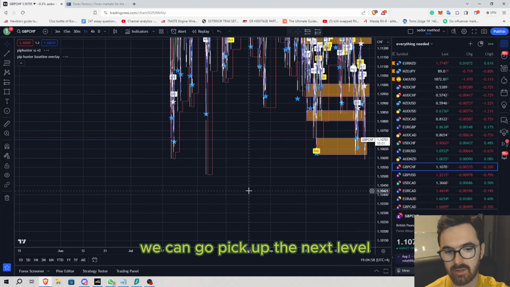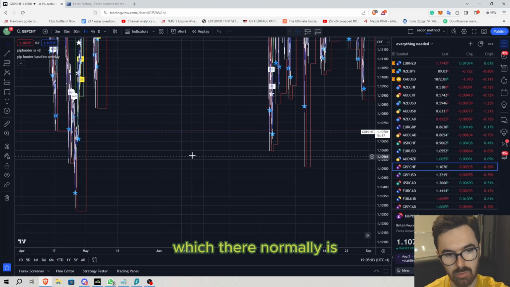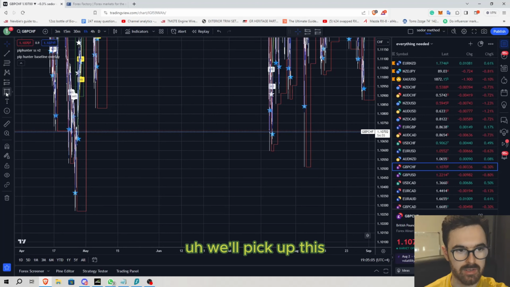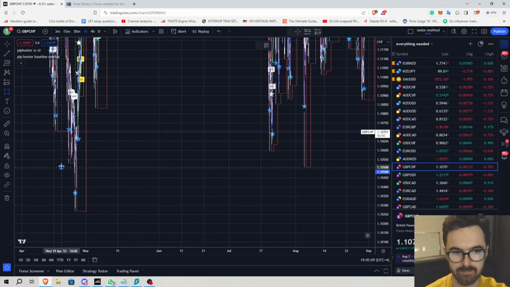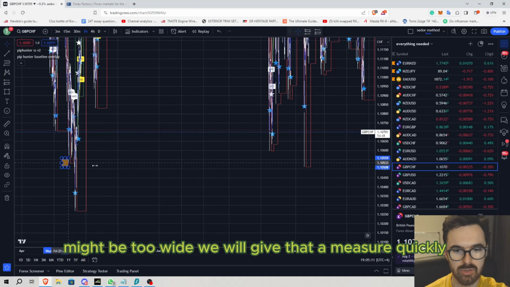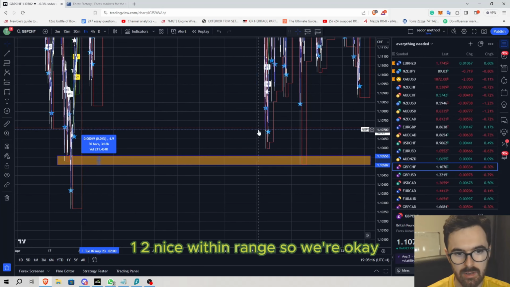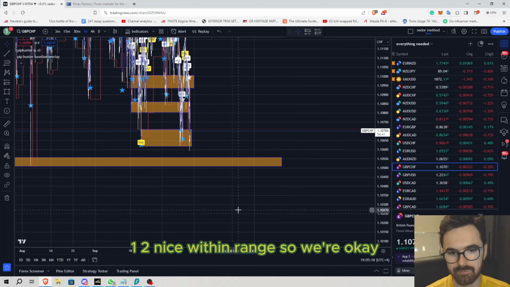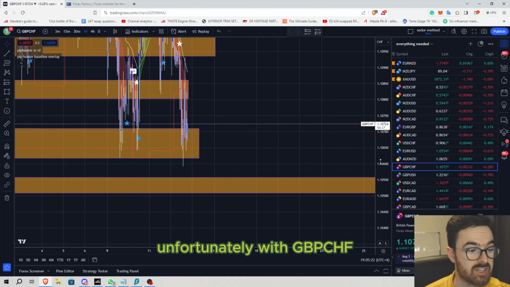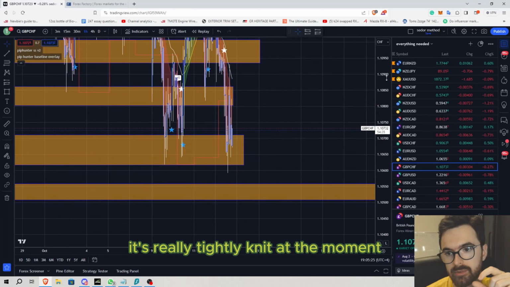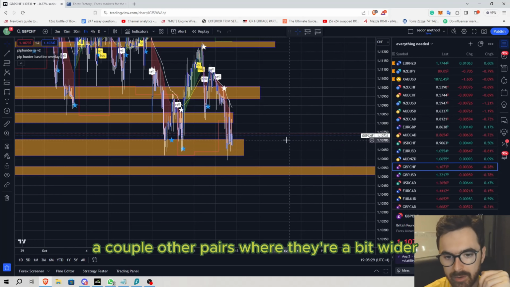And if I just zoom out, we can go pick up the next level. If there is one, which there normally is, we'll pick up this. So based off of 1, 2, and 3, might be too wide, we will give that a measure quickly. 1 to 2. No, it's within range, so we're okay. Unfortunately with GBP CHF, it's really tightly knit at the moment, so these are very, very small moves, but we can pick up on a couple other pairs where they're a bit wider.